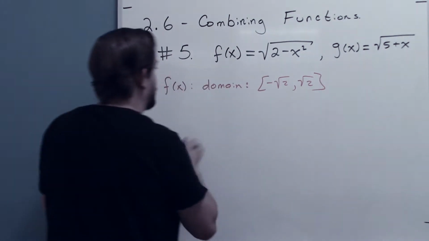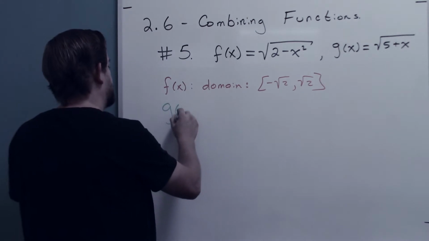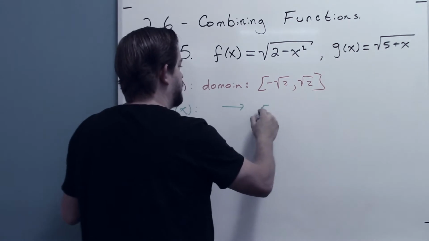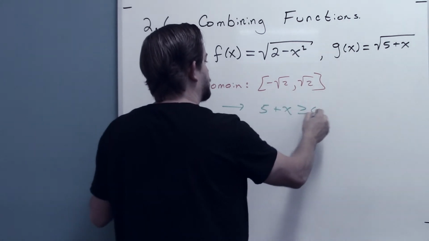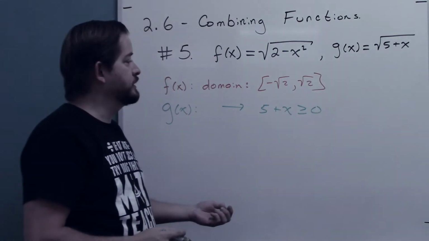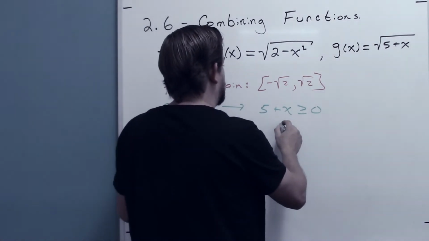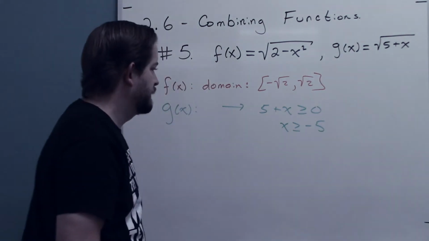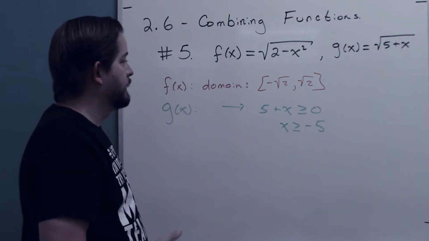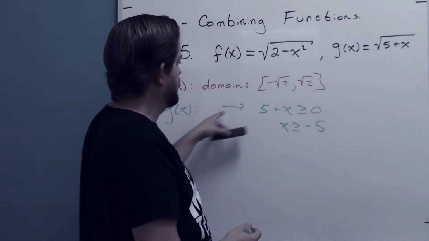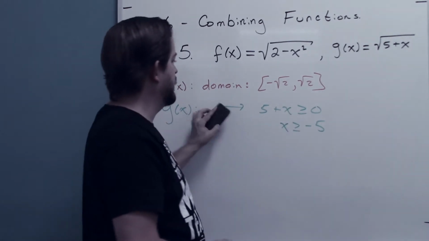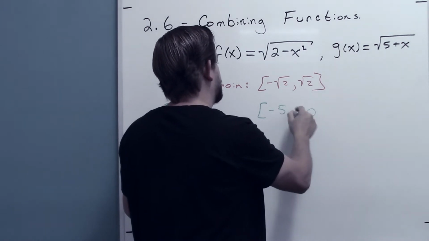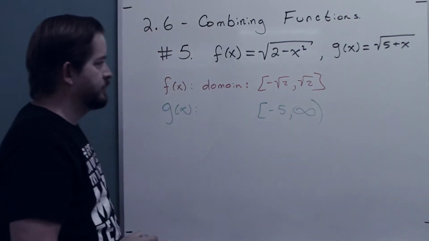G of x has a domain issue as well. That is to say 5 plus x has to be greater than or equal to 0, once again because it's under the square root. And therefore if I subtract 5, I get x is greater than or equal to negative 5, right? Okay. So that is to say g of x has a domain. I'm going to erase this. It's greater than or equal to negative 5. That is to say it is negative 5 to infinity, right? Any of those numbers will work.